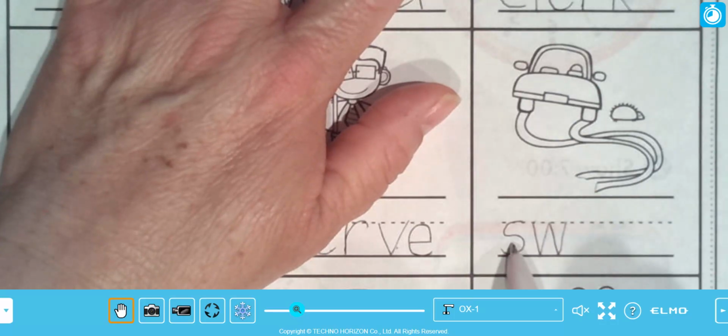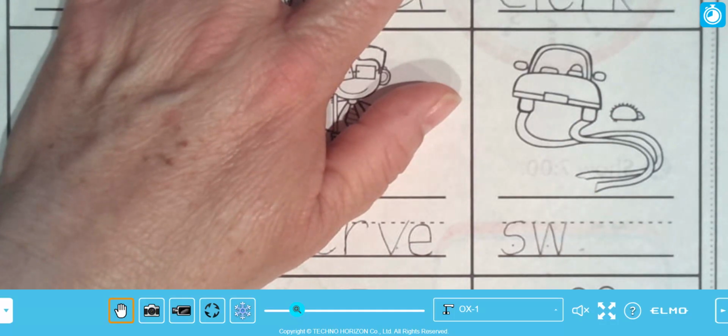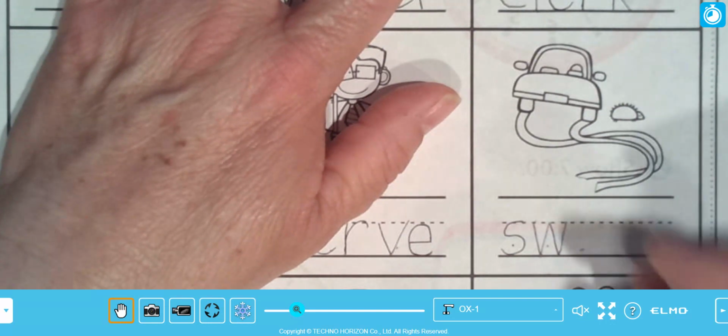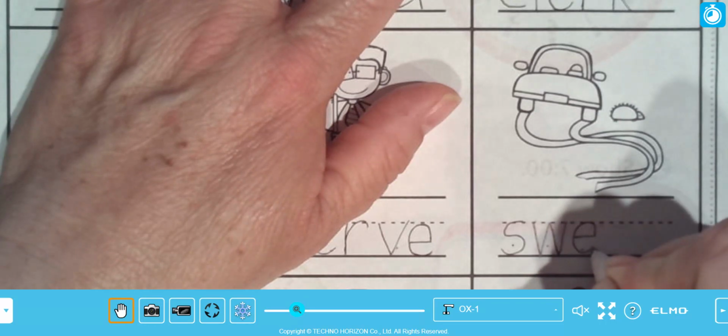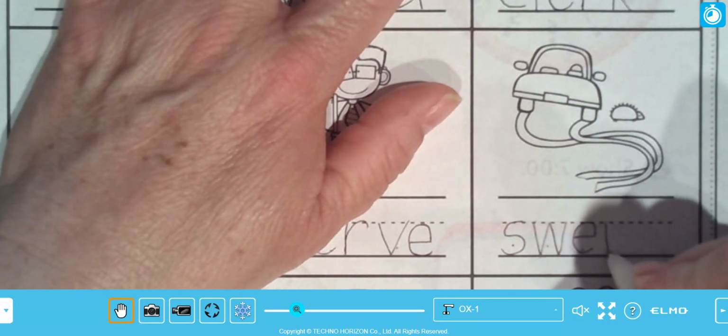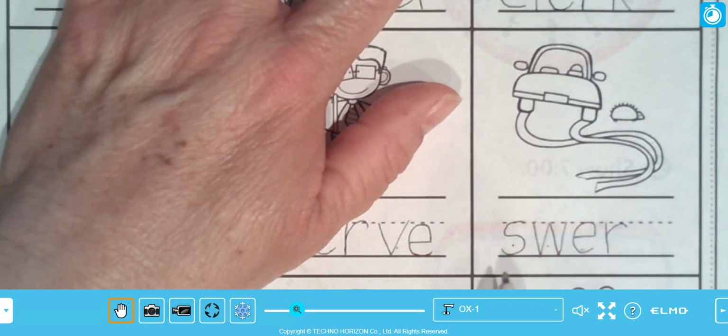So here we go. S, W. And what makes the sound? Yes, the ER together. So let me make the E, R. S, W.